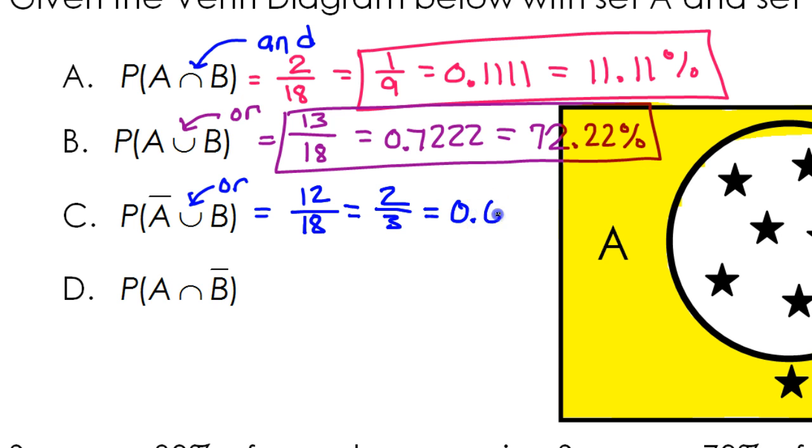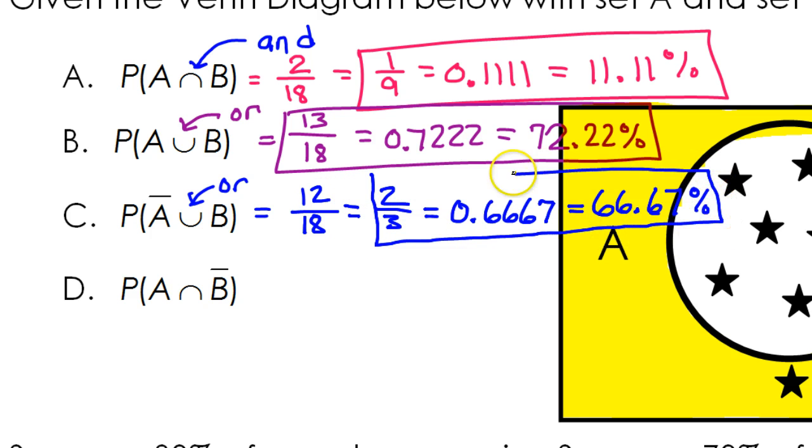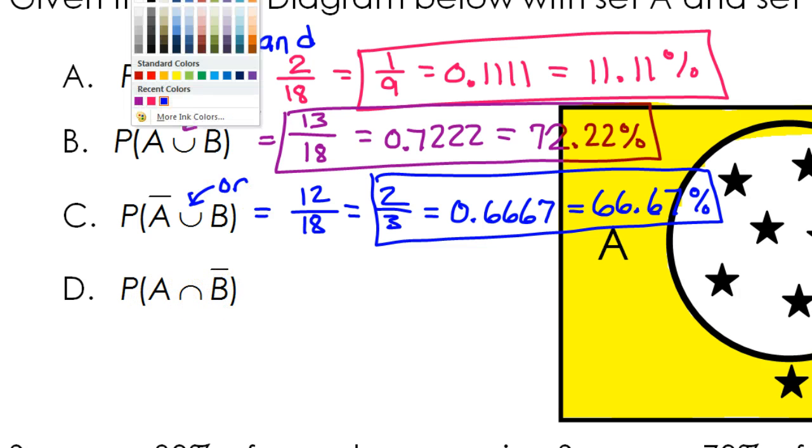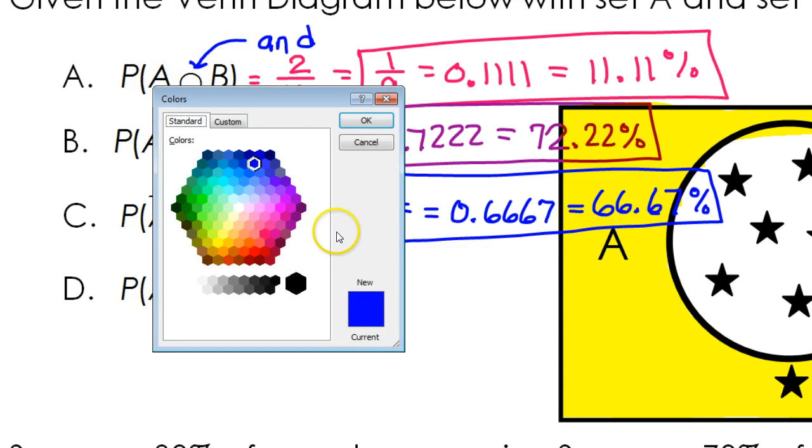So 0.6667, which is the same thing as 66.67%. So this will be the answer to part C. Okay, now how about part D? Alright, so we want the intersection of A and not B. Let's see, let me switch over to my next color. I think I'll just use gray.